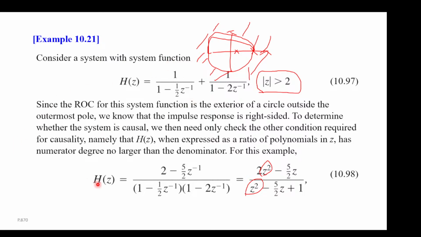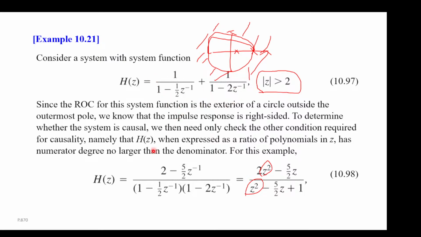Then, as we said, we need to check two things. We need to check that the ROC extends almost to infinity, and that checks out because z greater than 2 extends almost to z equal to infinity, as we draw in the picture. Then we need to check that this thing actually converges for z equal to infinity, so we do the rational checking.